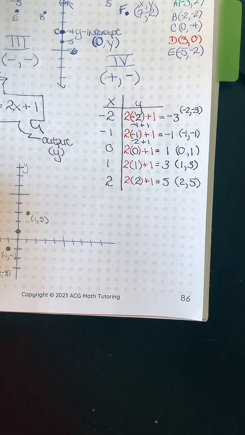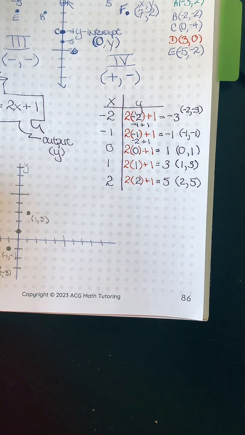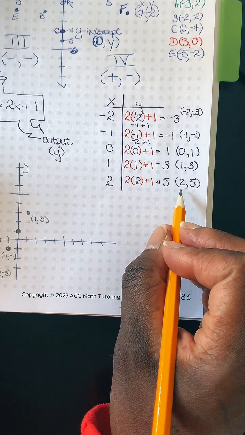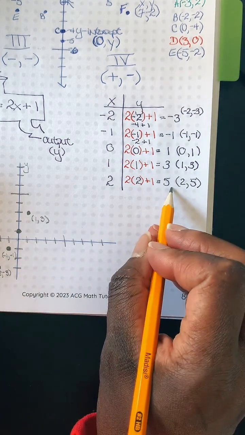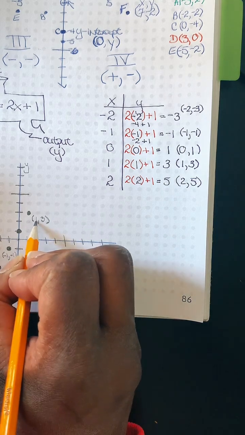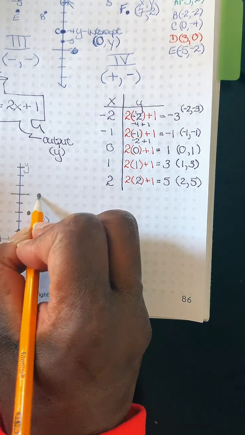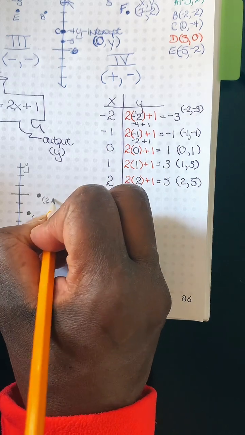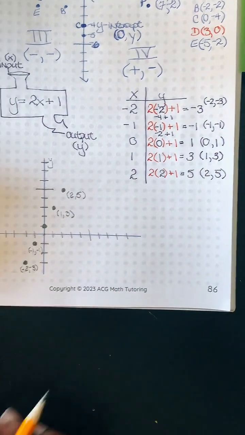Quadrant 2, 5. Both of them are positive. It's going to be, yes. So it is in quadrant 1. We're going to the right, 1, 2, and then we're going up 1, 2, 3, 4, 5. So what kind of figure did we just draw, guys? Looking at these points, what's it look like?